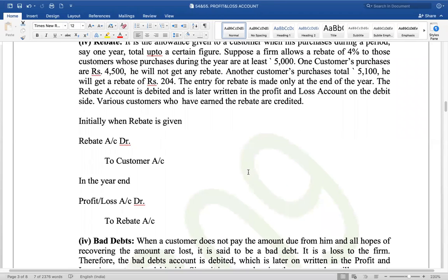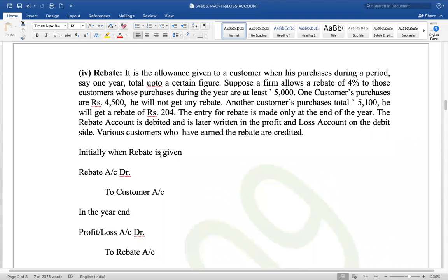Rebate. If it is rebate, what is rebate? Discount allowed, we have discussed exhaustively, so I'm not speaking much about it. But rebate is an item which you are hearing from me for the first time. So let me tell you, it is an allowance given to a customer when he has purchased during a period, say one year, up to a certain figure.